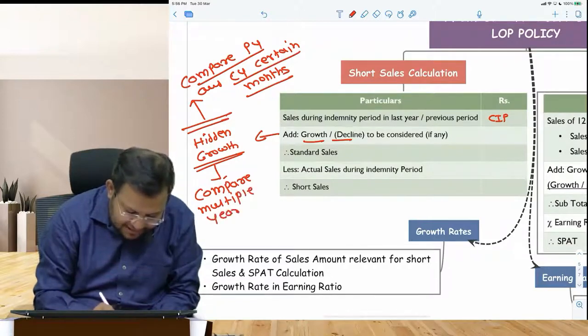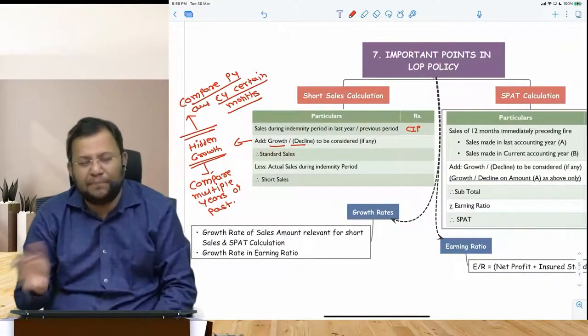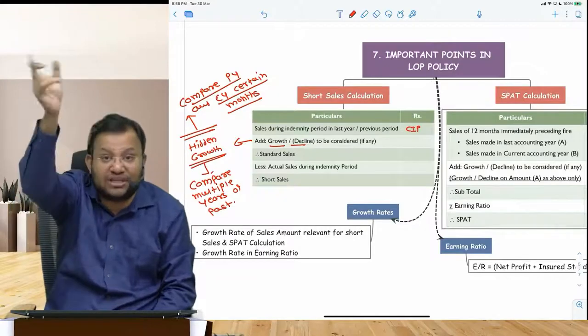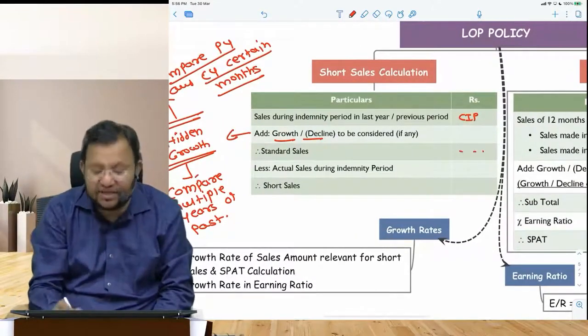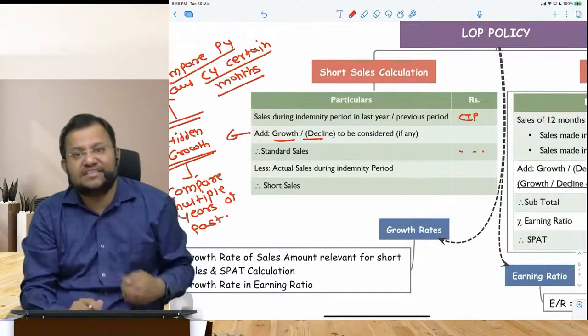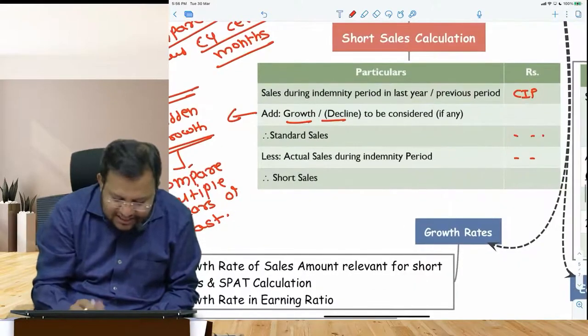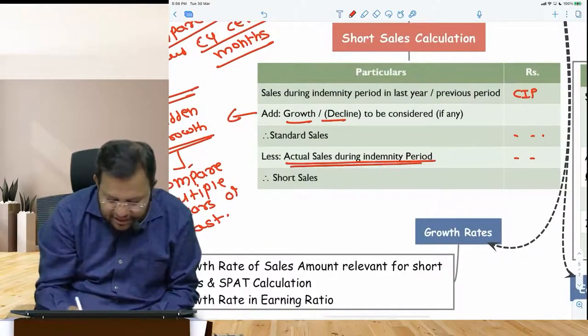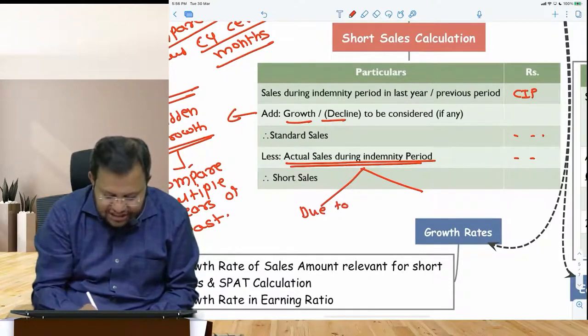Now this growth rate can be obviously simple average or weighted average or compounded average. Compounded average is logical. In one question I had shown you both the calculations. So you add the growth, to which we call as a standard sales. This is the sales that we could have achieved less actual sales. Now actual sales that have taken place during indemnity are bifurcated into 2 parts due to additional standing charges.